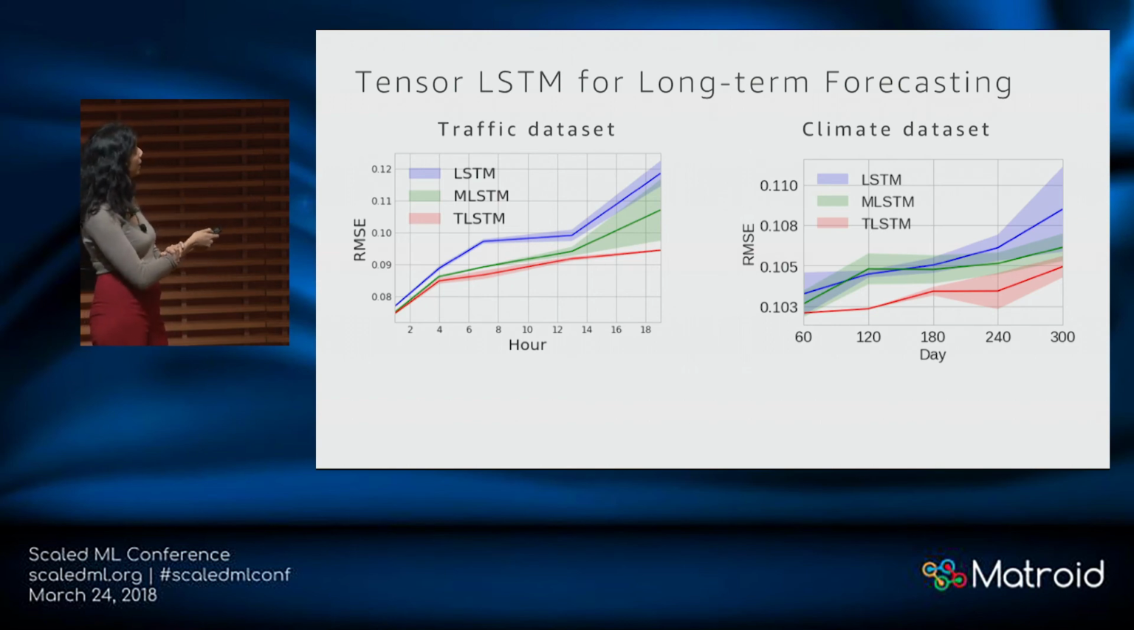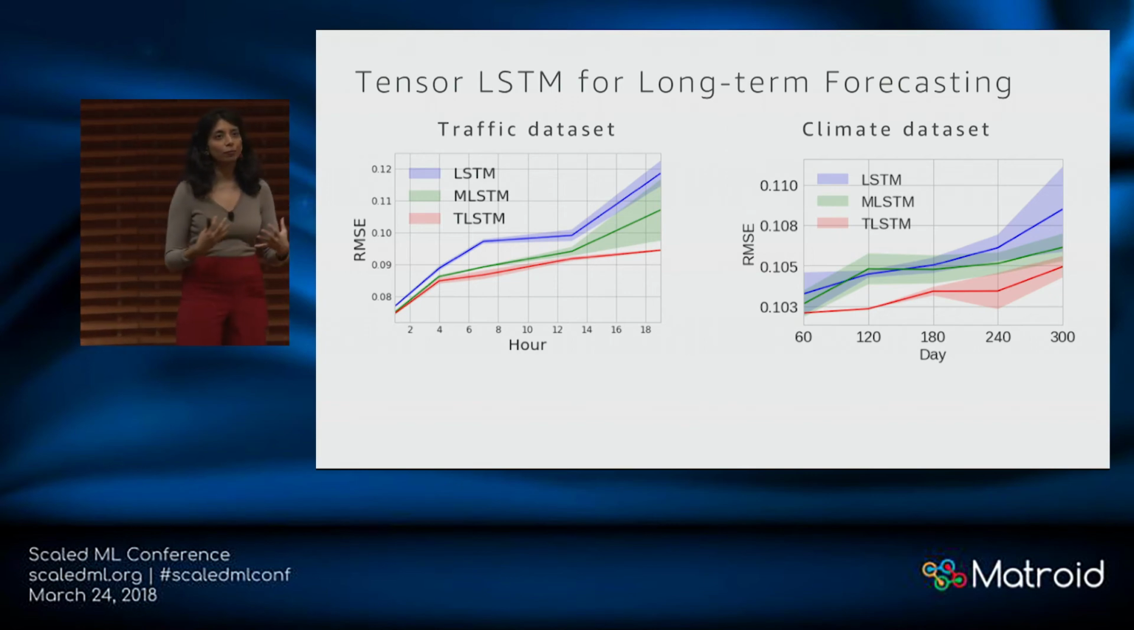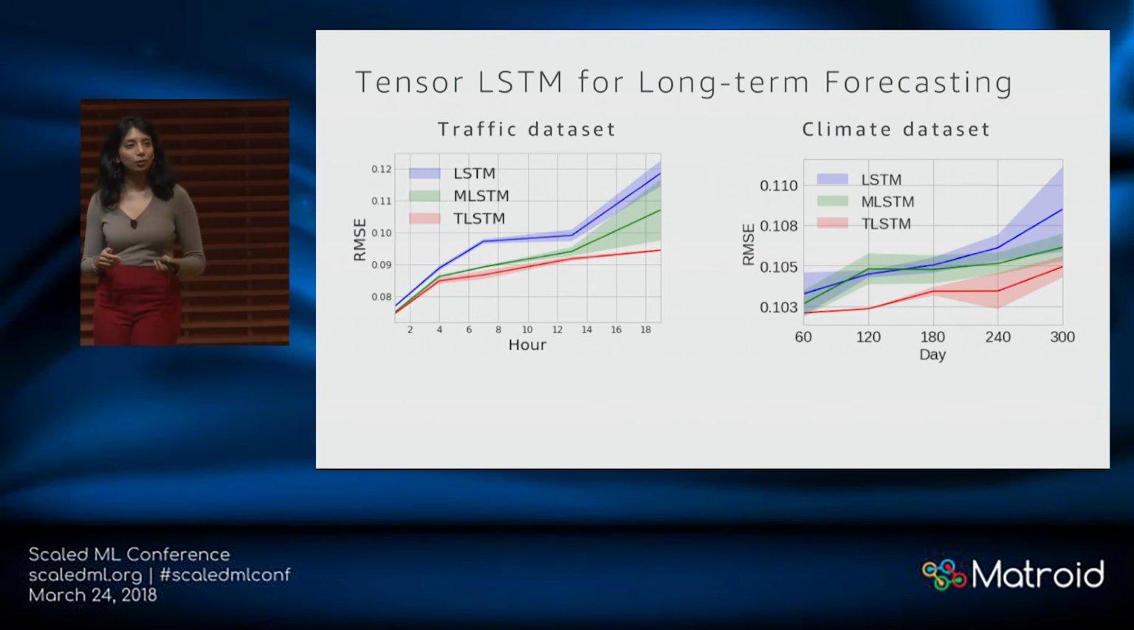And so the climate data set is another one on how we can predict the climate or weather in the coming days. And you can see here that beyond about 180 days, or maybe especially 240 days, the error for LSTM is very high, right? The uncertainty you can also see is really high. But for tensor LSTM, it's a better behaved system. And so there is potential for using tensors for long-term forecasting.